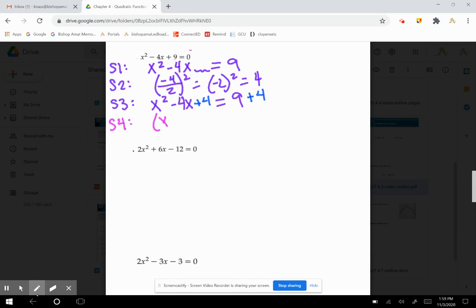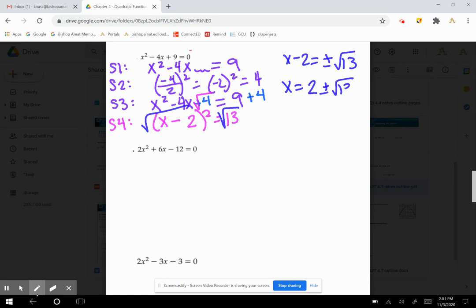So this is x, the square root of 4 is 2. I added the negative sign already, sorry. Equals 13. Next you're going to square root both sides. So you have x minus 2 equals plus or minus the square root of 13. Since that's not a whole number, you're just going to keep your answer as x equals 2 plus or minus the square root of 13. And that's our lesson for today.